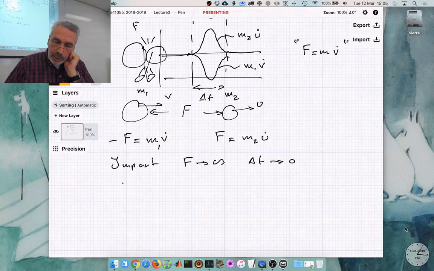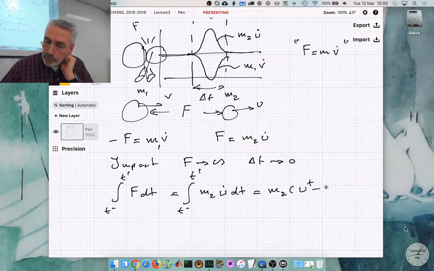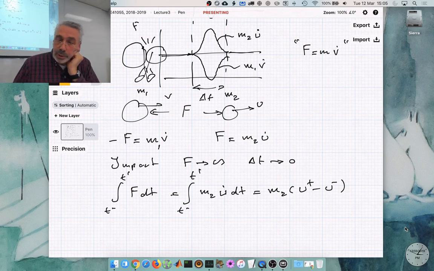Why? Because the integral from t minus to t plus of this force is, and let's take this law, equal to the integral from t minus to t plus of M2 u dot dt. And if we look at this, then the outcome is pretty obvious. That's M2 times u plus minus u minus. You can do the integral without even knowing what exactly the force was. Because we know that we start with some velocity, and this is the end velocity, and the force is only acting in that period.